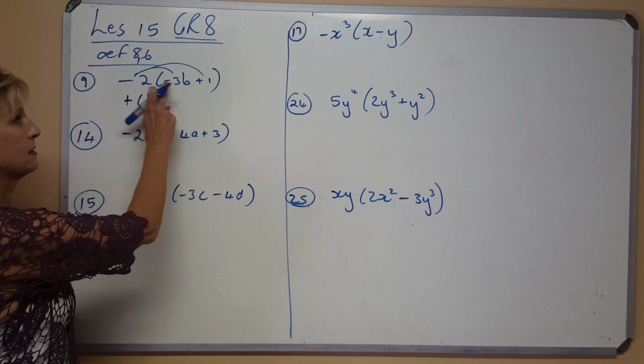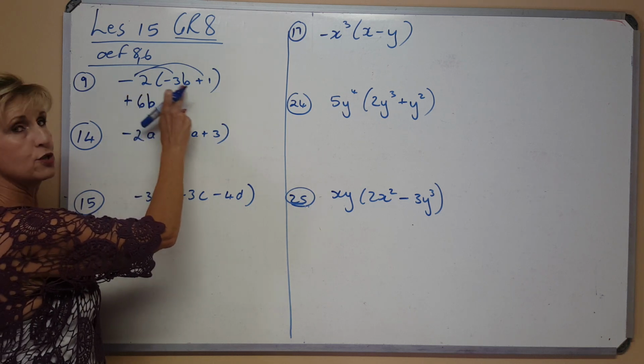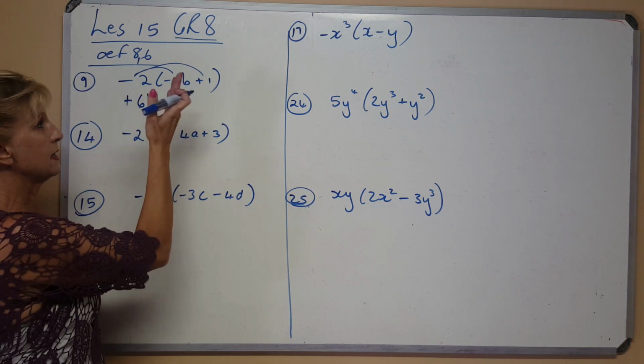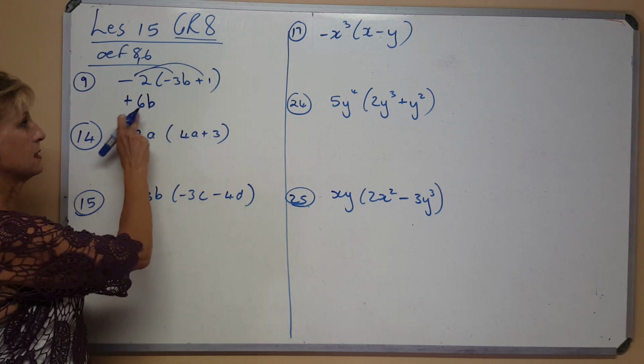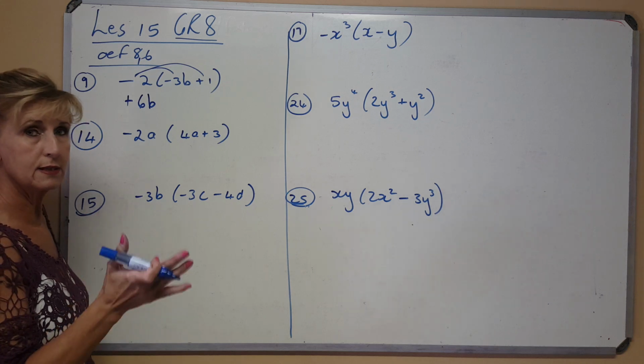So when you multiply, it's the signs: a minus times a minus is a plus. The numbers: 2 times 3 is 6. And then there's still a b. But this means 6 times b. And the answer is 6b. 6 times b, that's the way it stays.